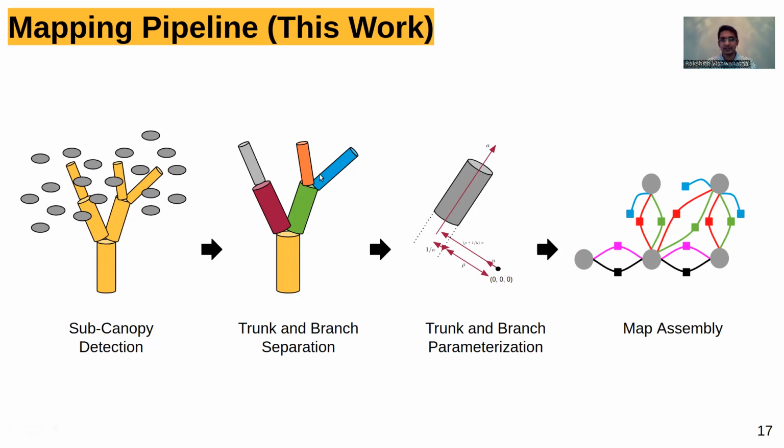And for each portion, or for each branch that is detected, we need to parameterize them using some kind of mathematical model or geometry so that they can be represented using some numbers. And this is then fed into a GraphSlam algorithm so that we can refine these values and also aggregate them across multiple time steps.